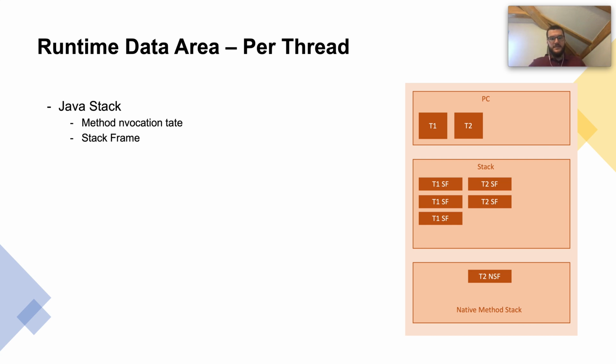So besides the shared memory, the next three sections are per thread. So they are only visible for individual threads. Per thread sections are the Java stack, native method stack, and the PC registers or program counter registers. The stack is essentially the same as the operating system stacks. So it is a stack of method calls or method invocation states.